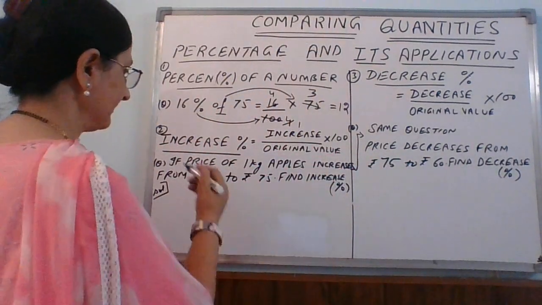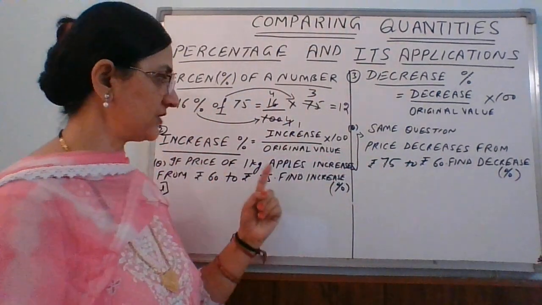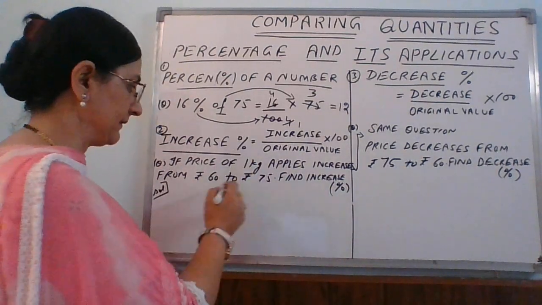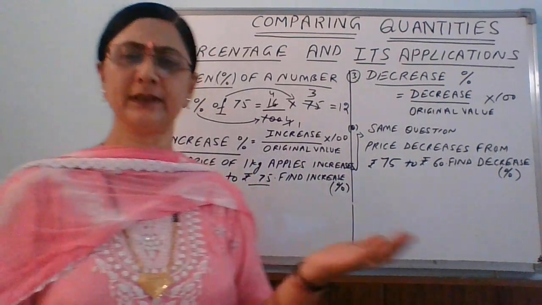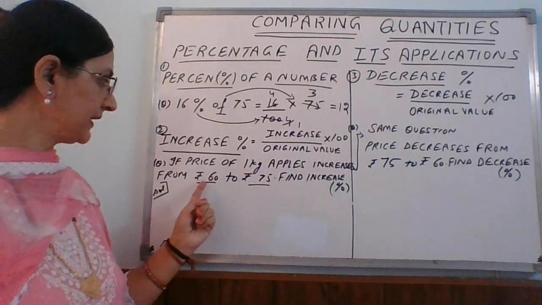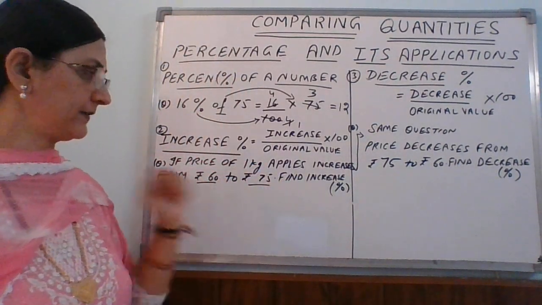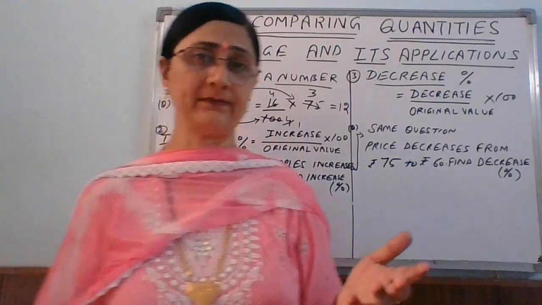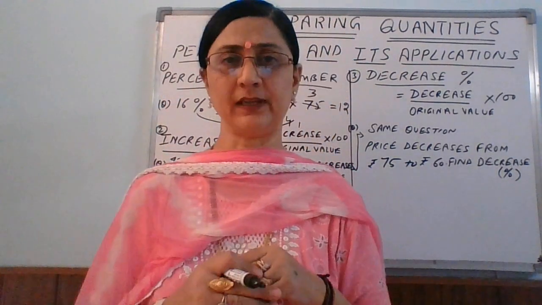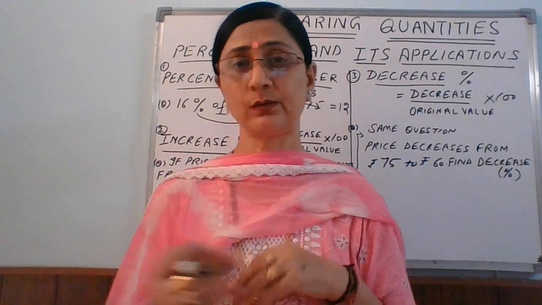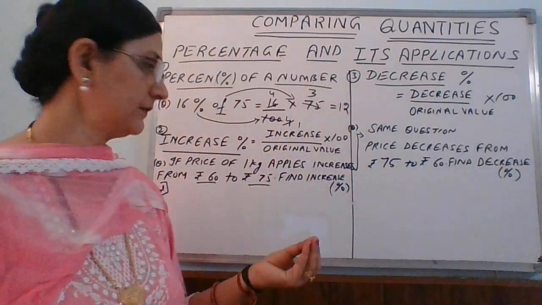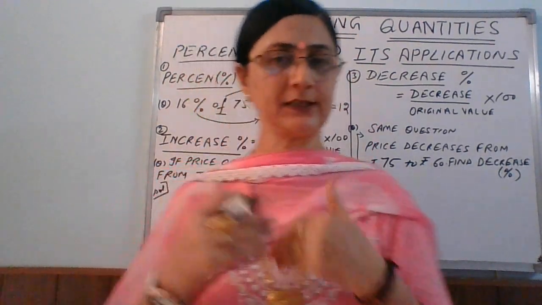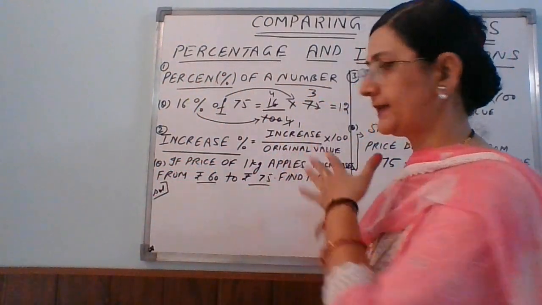So how do you find it? There is a question. If the price of 1 kg of apples increases from 60 rupees to 75, earlier it was 60, it became 75 per kg, right? 1 kg means per kg. So if you have to explain in percentage how much percent increase there has been in the cost of 1 kg of apples, how do you calculate that?